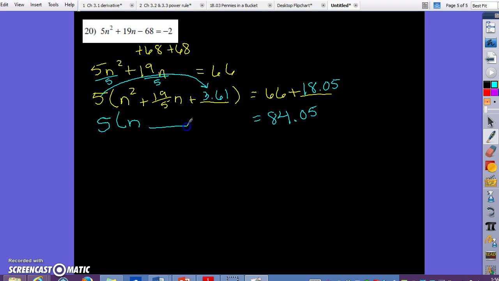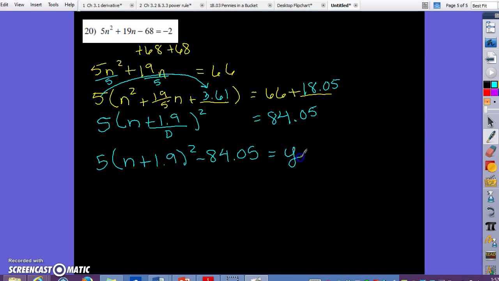Now we're going to do our D value. So I have to take my B. Remember, this is our D. And I got to take my B and divide it by 2. So it's 19 divided by 5. And I got to divide that by 2. And so that's going to give me positive 1.9. So now I just need to subtract that over. So it's going to be 5n plus 1.9 squared minus 84.05 equals 0. But then I'm going to change that to a y value.